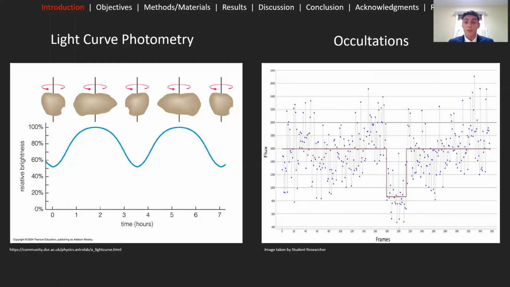On the other hand, asteroidal occultations, which was the exact method that I used for my project, occur when the light from a distant star is occulted, or blocked, by an asteroid. This blocking of the light creates a magnitude drop, which can be seen here in the center of this image. Also, that blocking of the light creates a shadow path on Earth from which I can then characterize that asteroid.